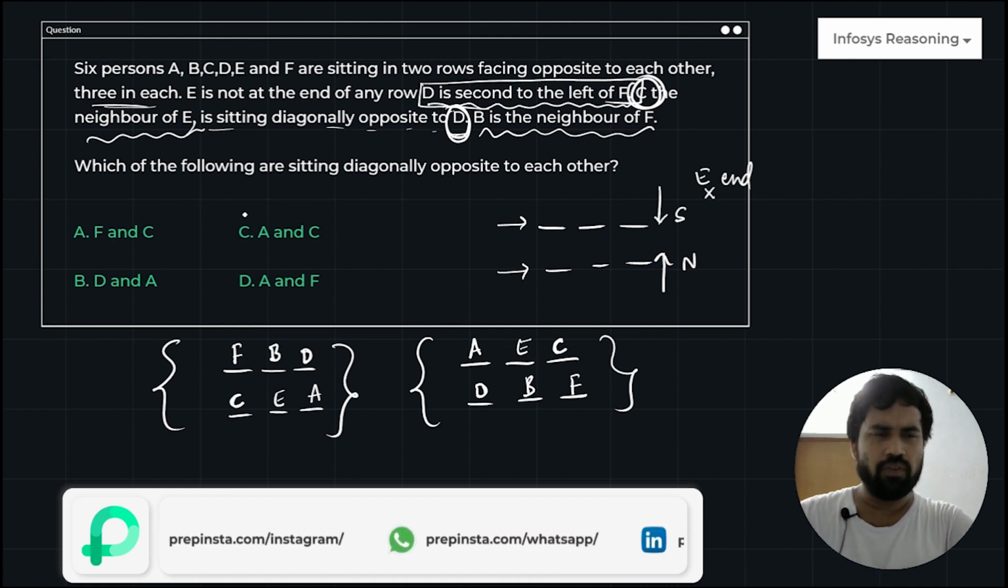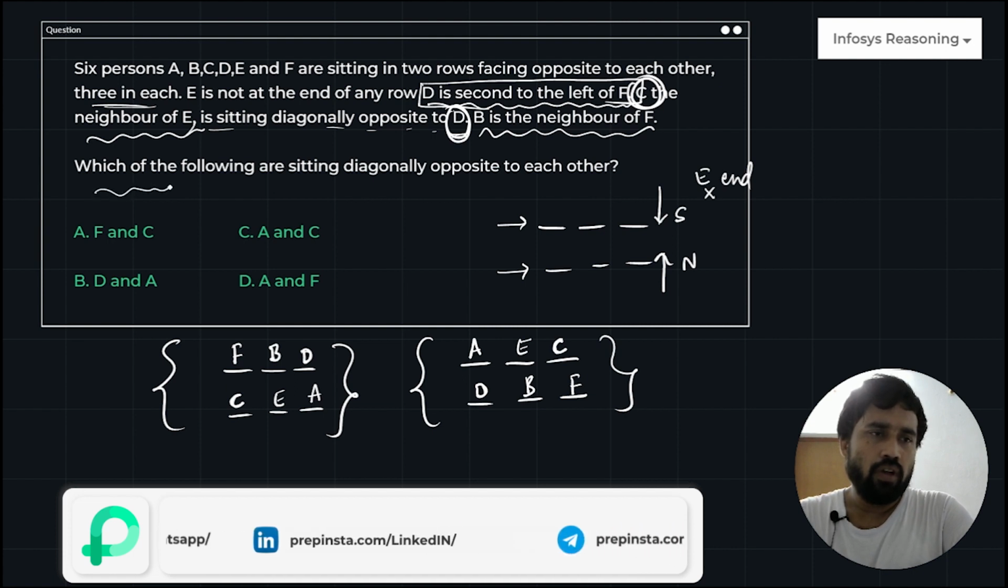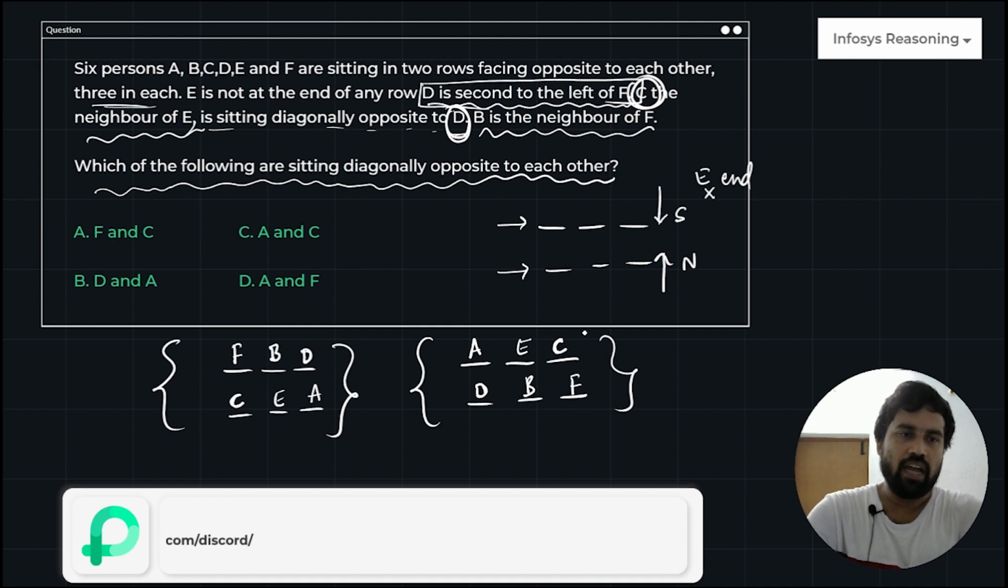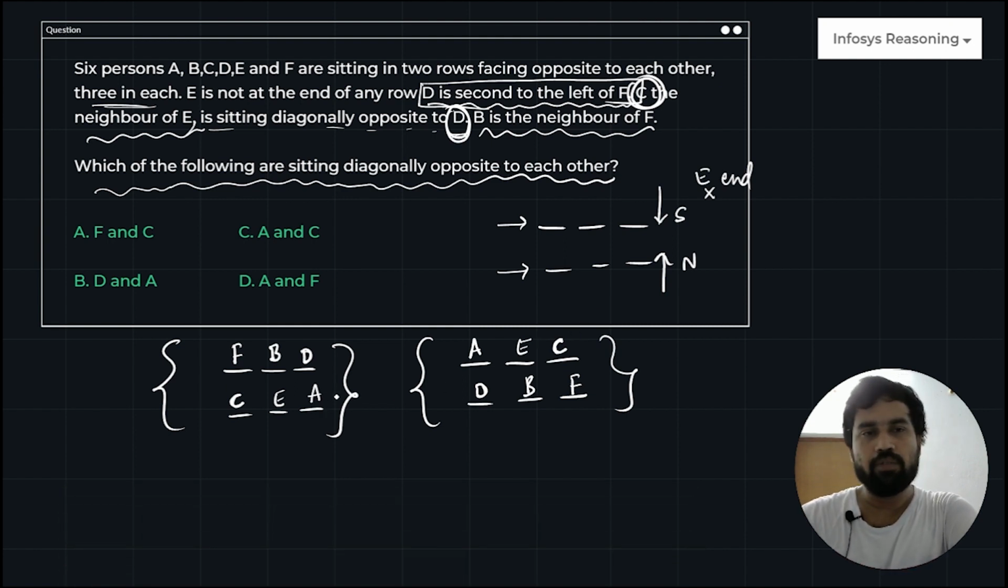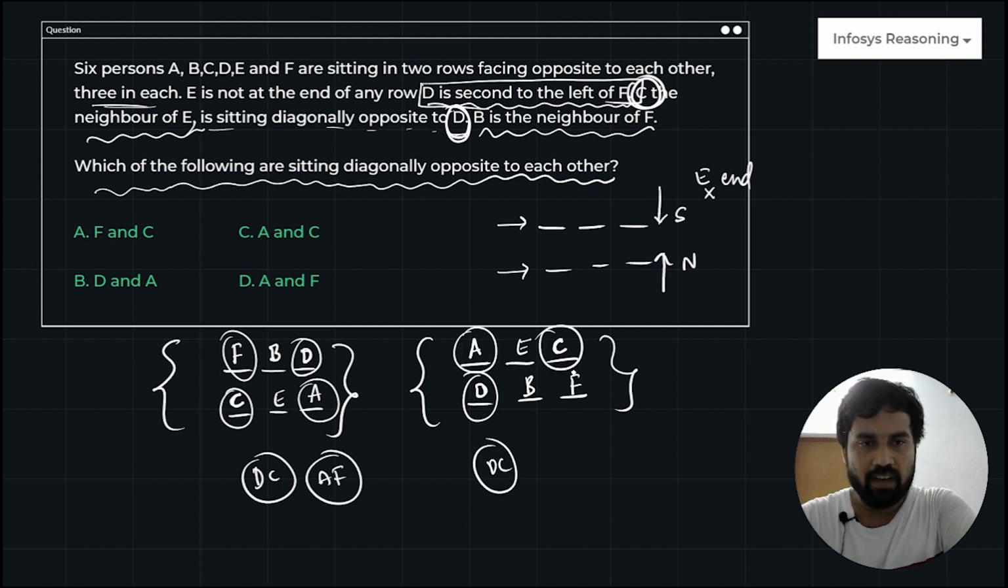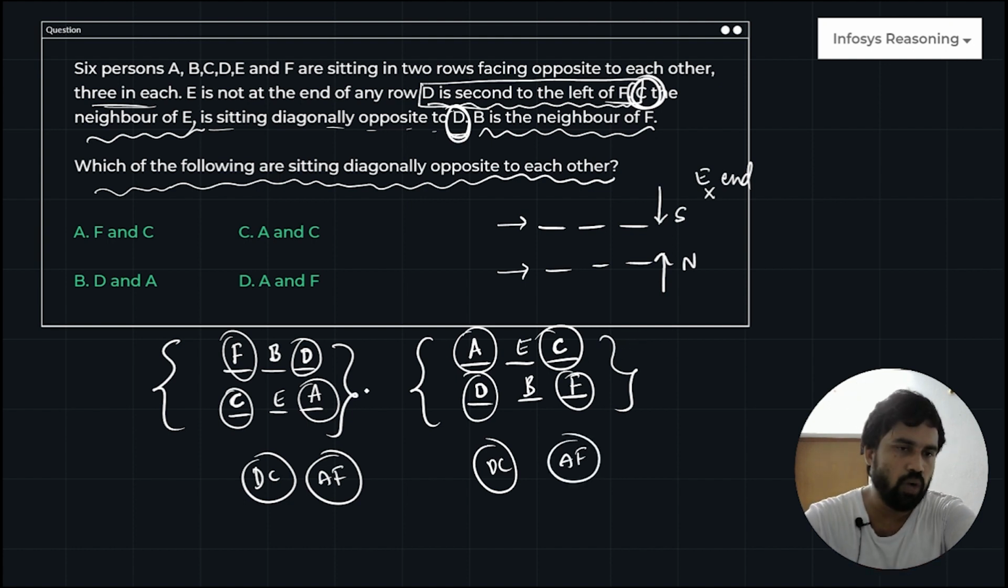So let's see how we will do this. Which of the following are sitting diagonally opposite to each other? Diagonally opposite means opposite corners. So D, C, R are diagonally opposite, and here A, F, R are diagonally opposite. In the second case also, D, C, R are diagonally opposite and A, F, R are diagonally opposite. So diagonally opposite persons will never change for the two answers. So your answer will be unique only.